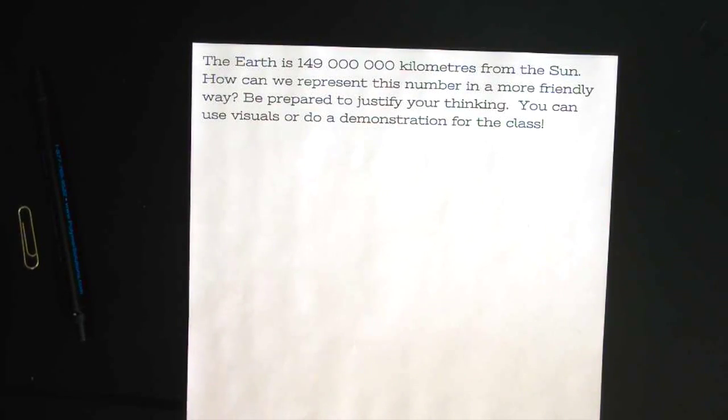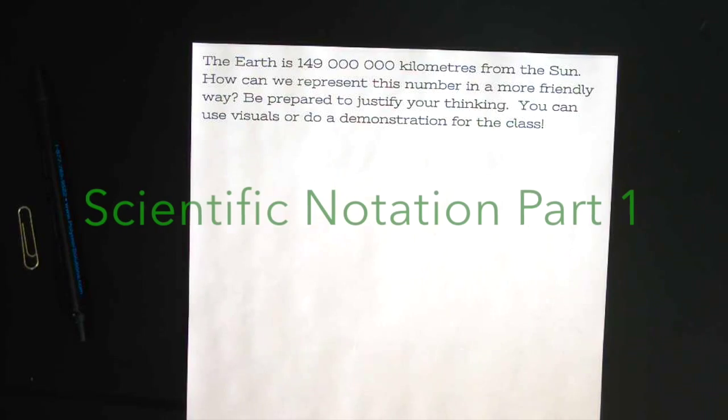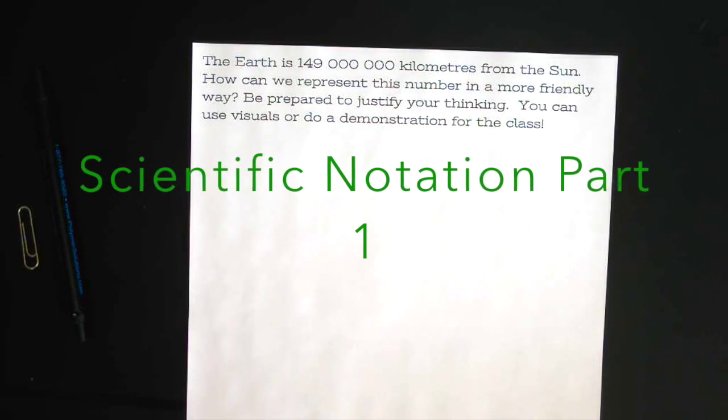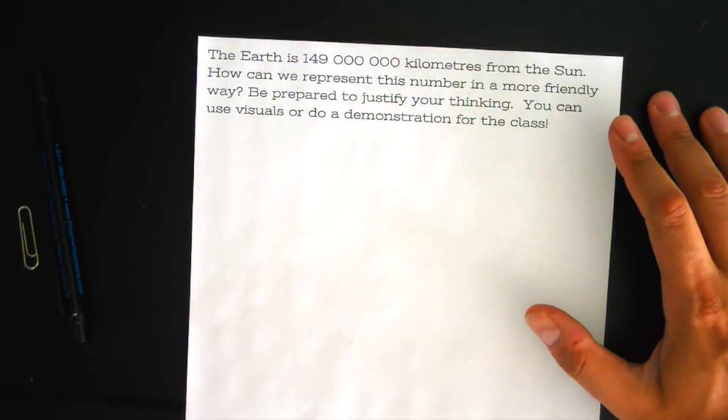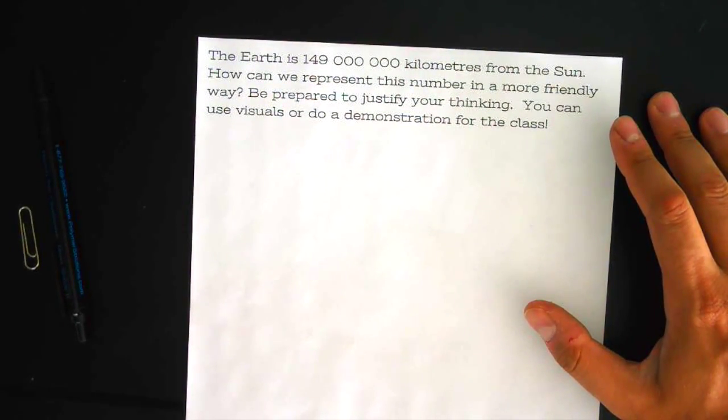Okay, so today's question is, the Earth is 149 million kilometers from the Sun. How can we represent this number in a more friendly way? Be prepared to justify your thinking. You can use visuals or do a demonstration for the class. So I'd like someone to come up and share their thinking on how we get this.